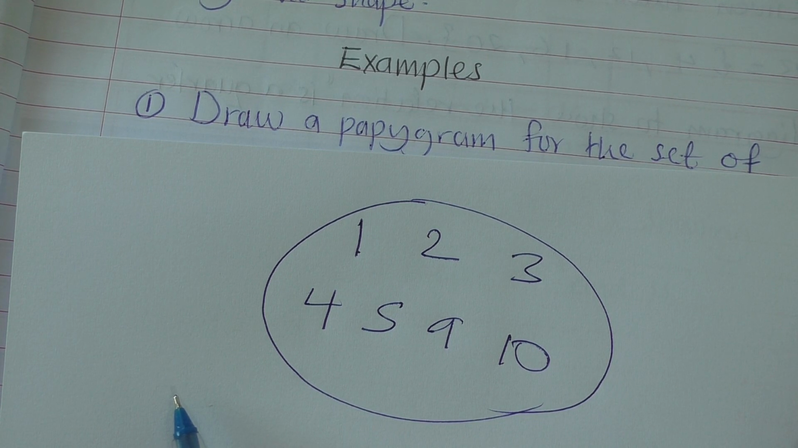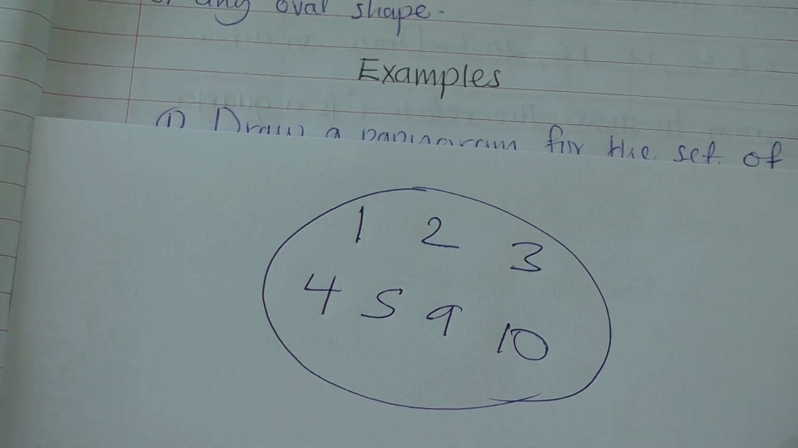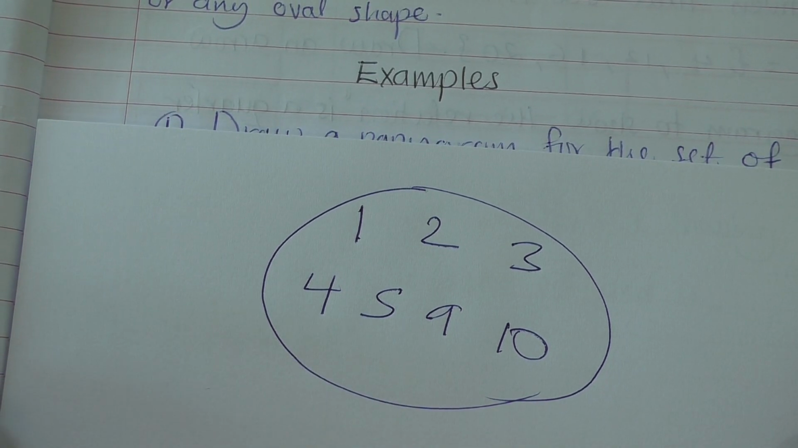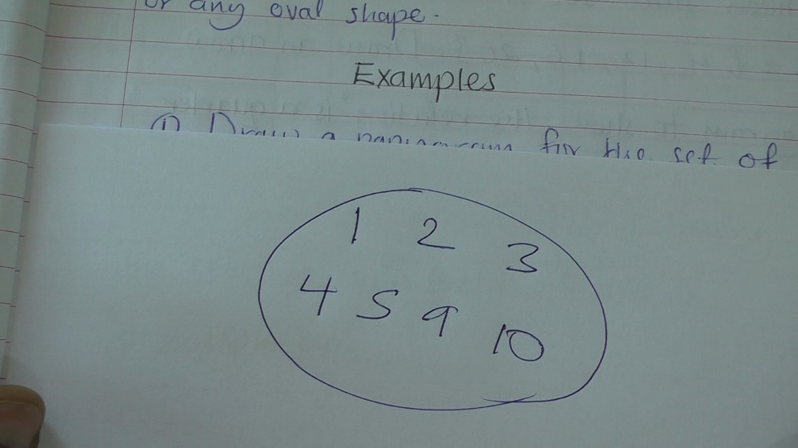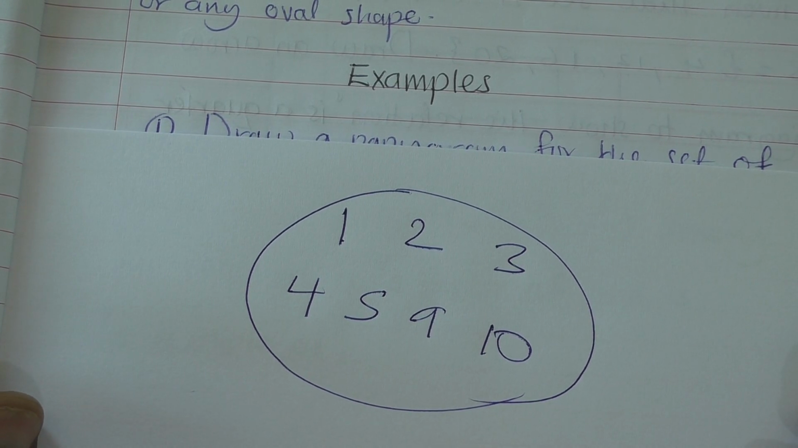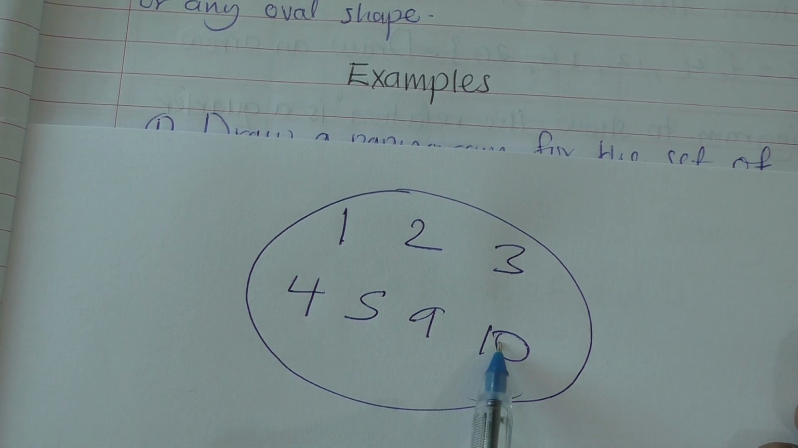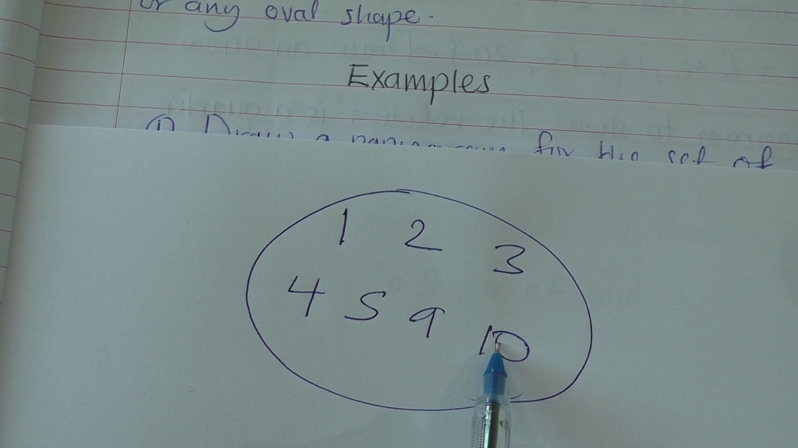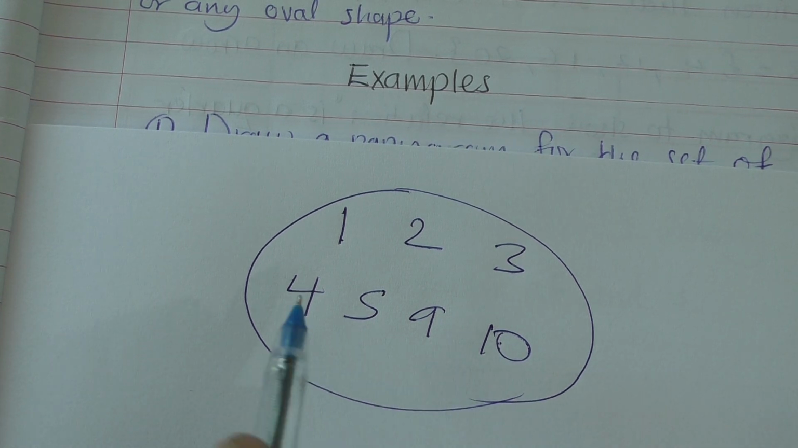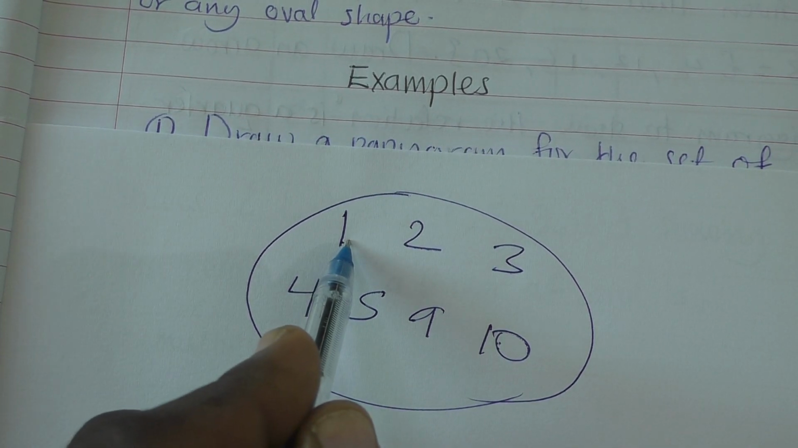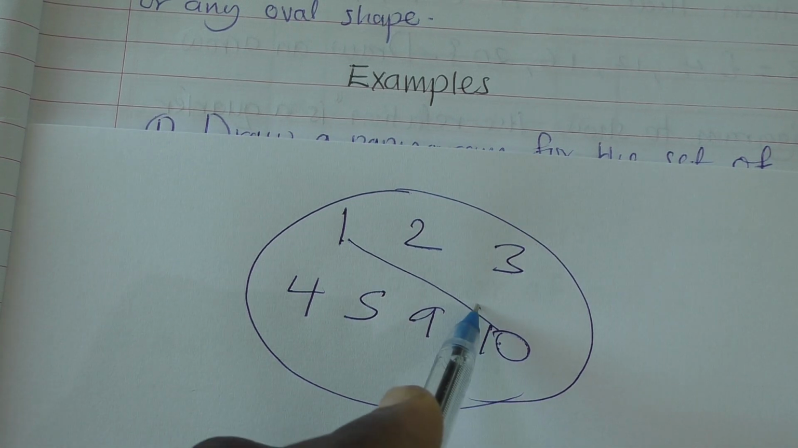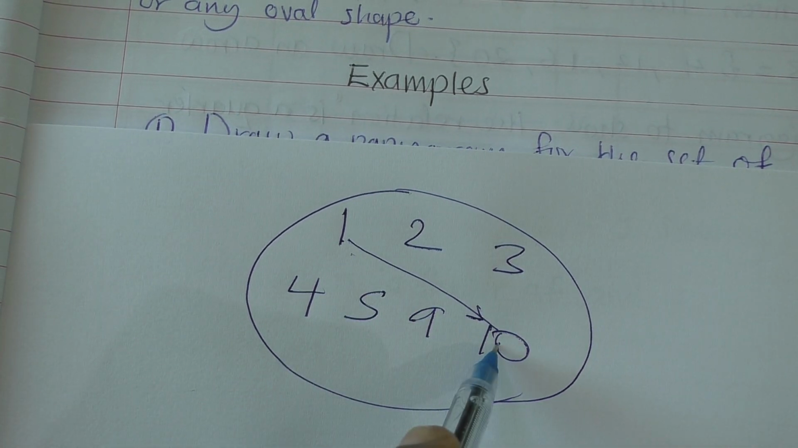A factor is a number that multiplies another natural number to get a particular result. So a factor of 10 is that number that multiplies another natural number to get 10. And that is, 1 is a factor of 10 because 1 times 10 gives us 10.